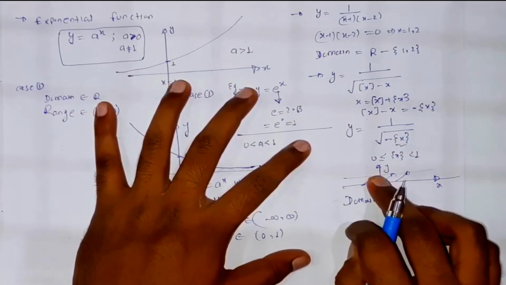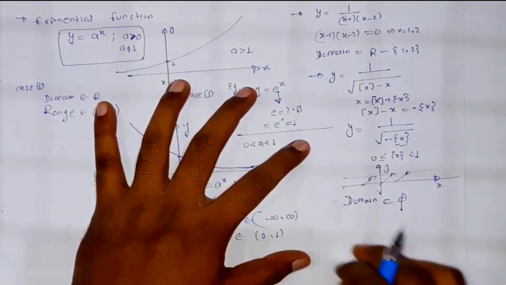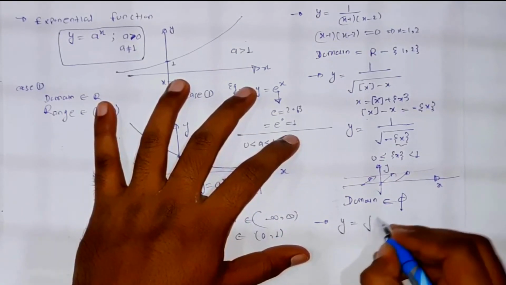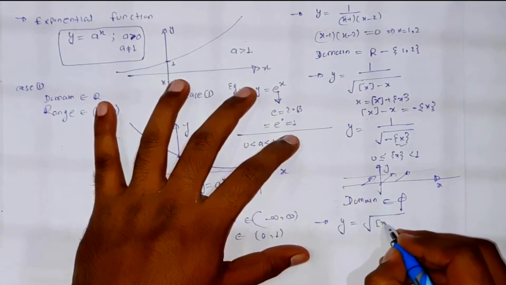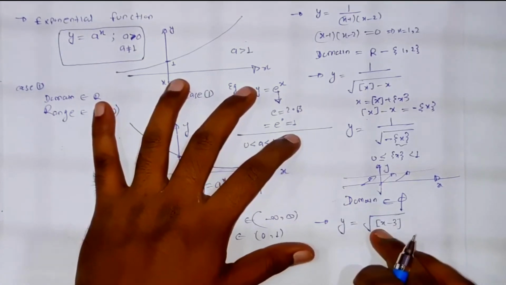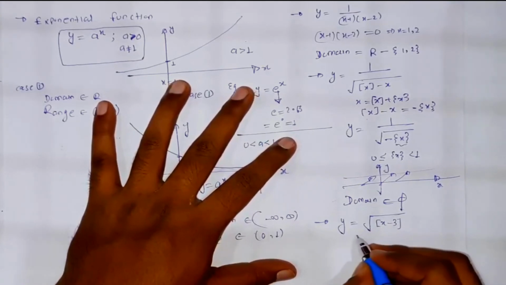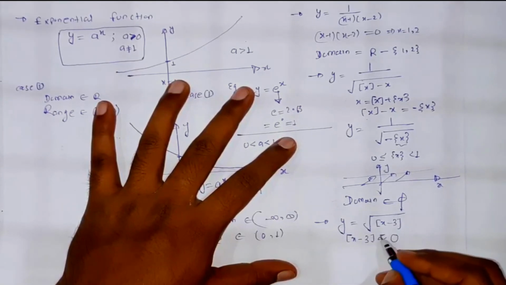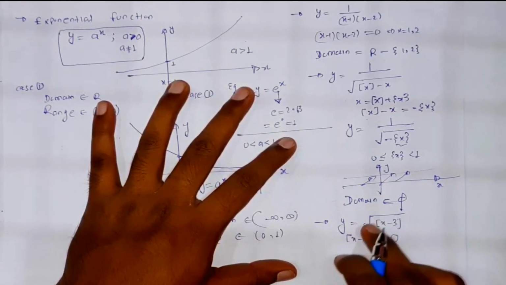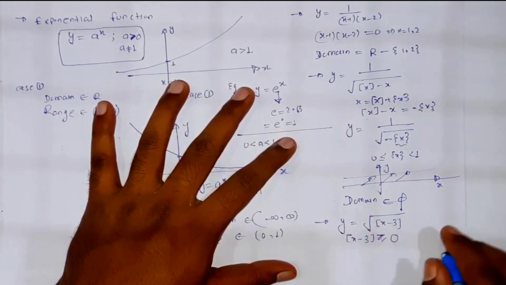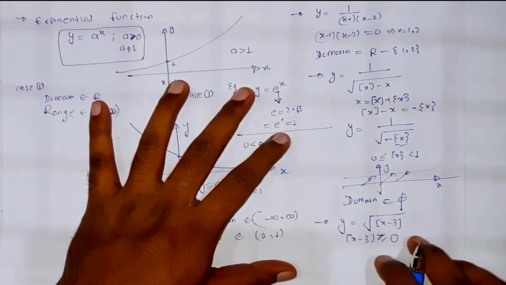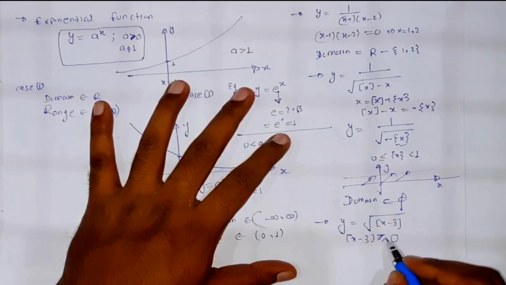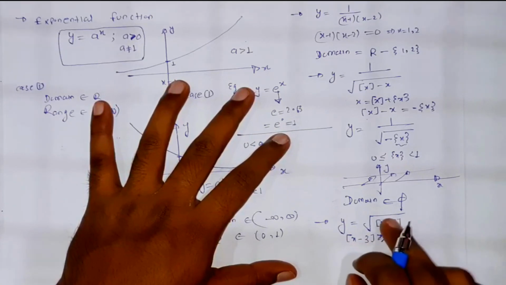Now I'm going to take one more example: y is equal to the root of (integral part of x minus 3). I have to calculate the domain of this function. To calculate the domain, the integral part of x minus 3 should be greater than or equal to 0, as per the property of the square root function. I hope you have not forgotten all these things that I have already told you. So this is the condition for which this function will be defined.